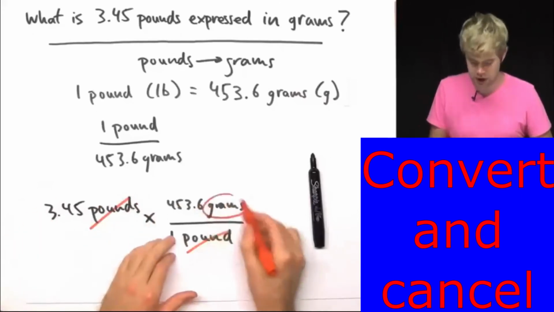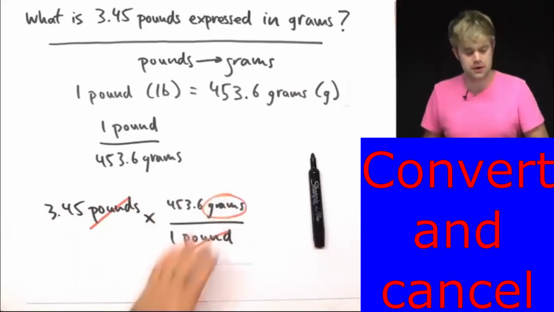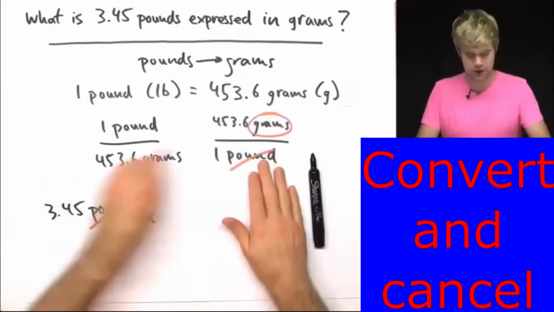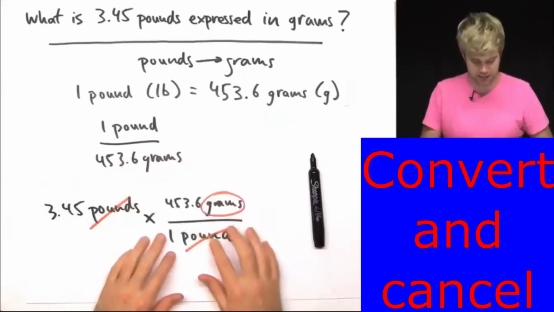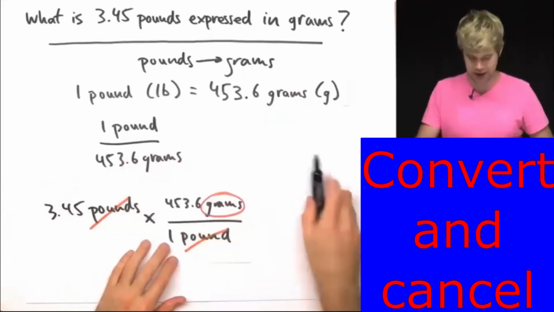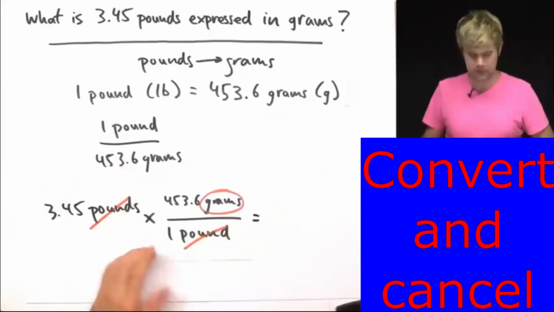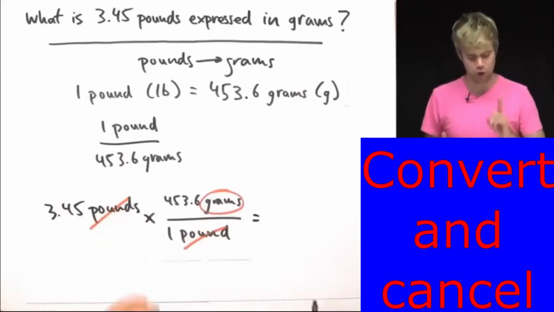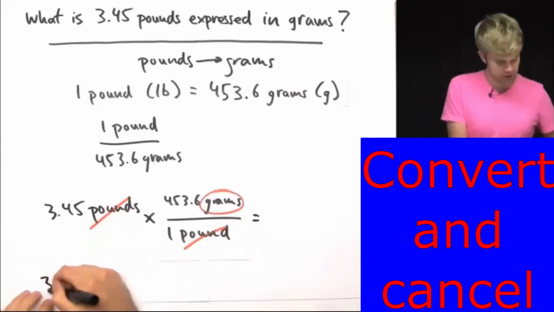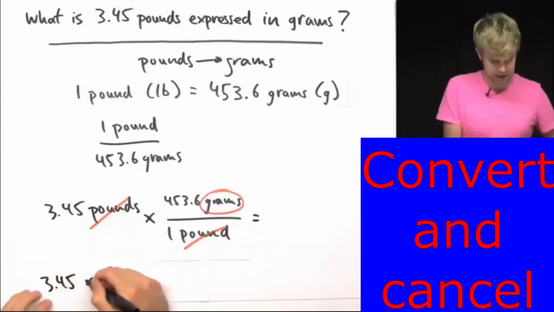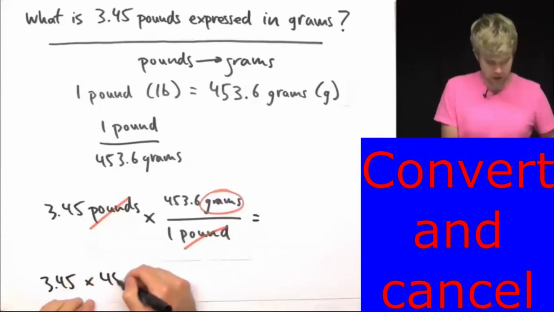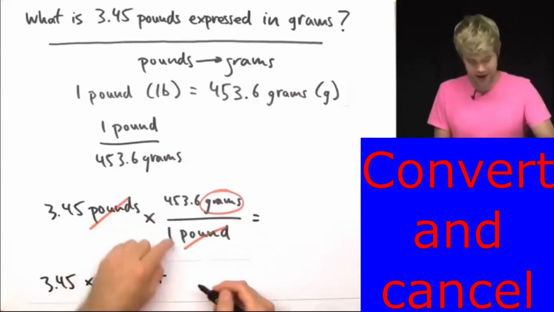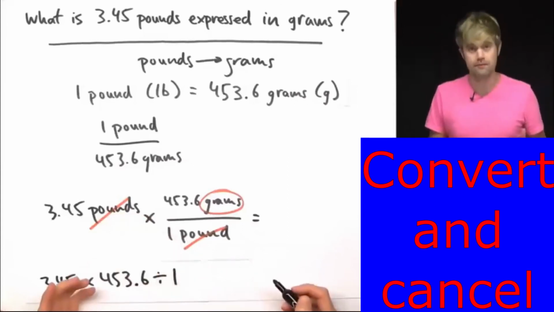and that leaves me with units of grams. So just to review, I wanted to use this version of the conversion factor because pounds was on the bottom, and this way pounds will cancel out. Now, I've canceled out pounds. I'm ready to do the math. What's it going to be? I'm going to do 3.45 times 453.6 divided by 1.